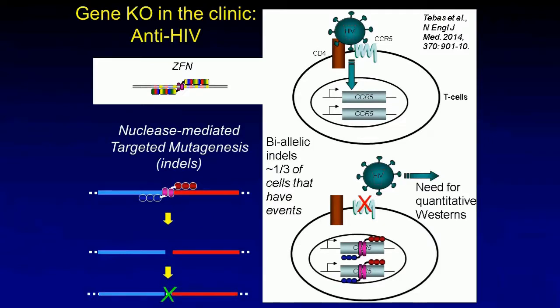Typically, a number that's often cited in these studies is that of the cells that receive any kind of mutagenic event, a third of those cells will have biallelic events. That means that mutagenic events will occur on both alleles. That's quite a lot of cells that receive biallelic events. But it's also important to remember that not all mutations will lead to a knockout. If there's an insertion or a deletion that maintains the reading frame, let's say a 3-base insertion or 3-base deletion, that might not lead to a knockout either.